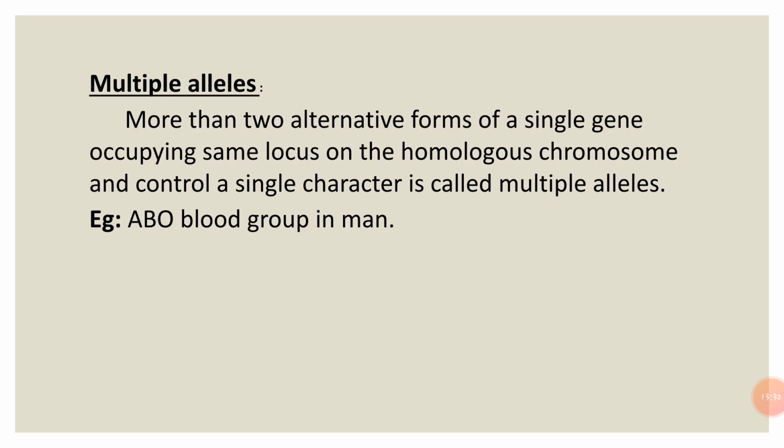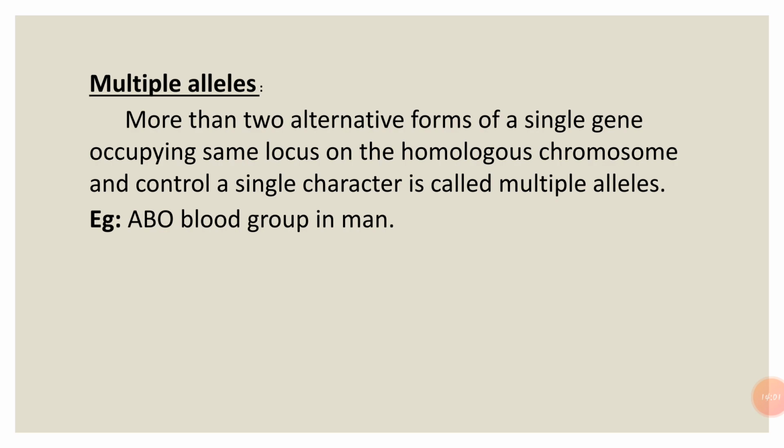In blood groups, the best example is the ABO blood group in man. The ABO blood group character is controlled by a gene I, and it has 3 different forms of alleles, that is capital IA, capital IB and small i. So as the ABO blood group has 3 alleles, it is the best example for multiple alleles.